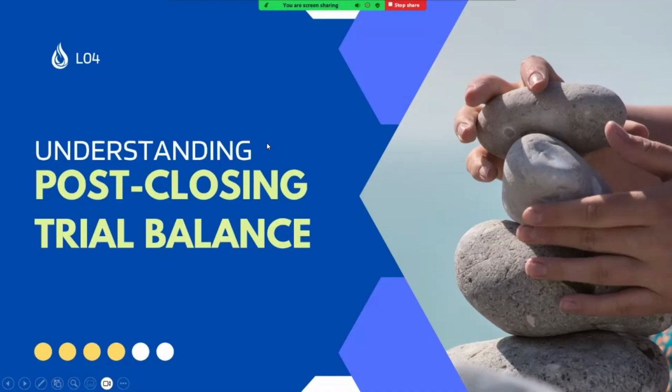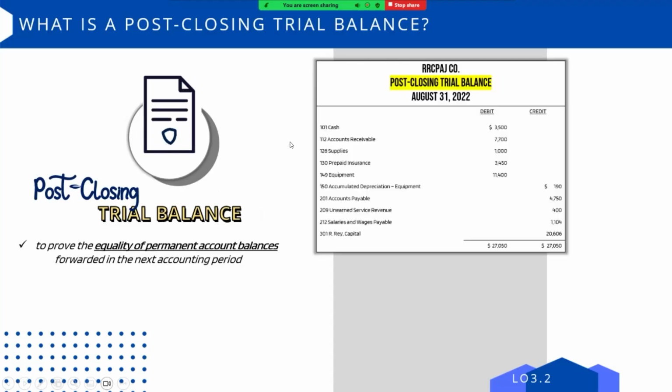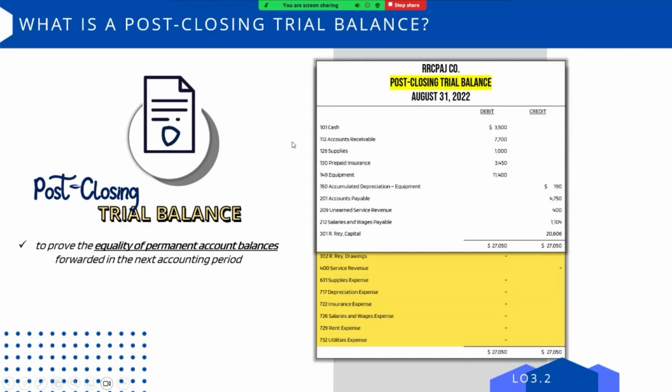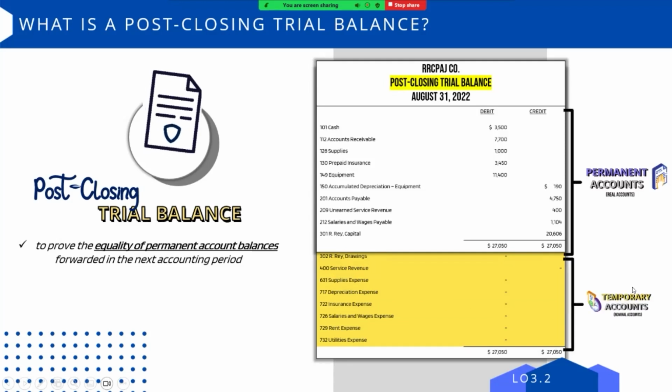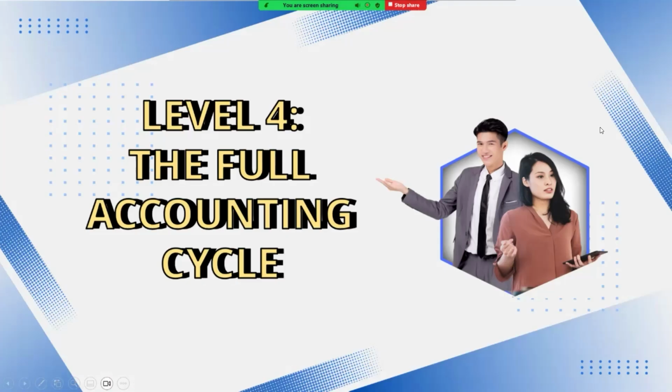And basically, by doing that, we're able to create our post-closing trial balance. So again, they don't have revenues, they don't have expenses, and they don't have owner's drawings because those are temporary accounts and they have been zeroed out while your permanent accounts remain to be updated from period to period.